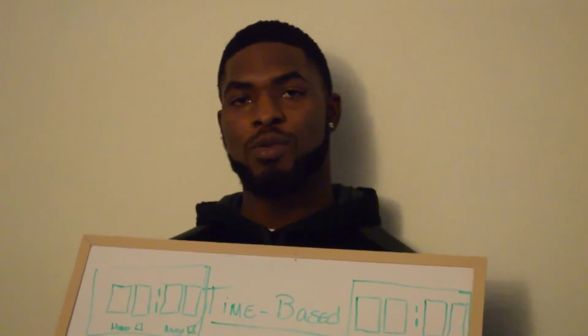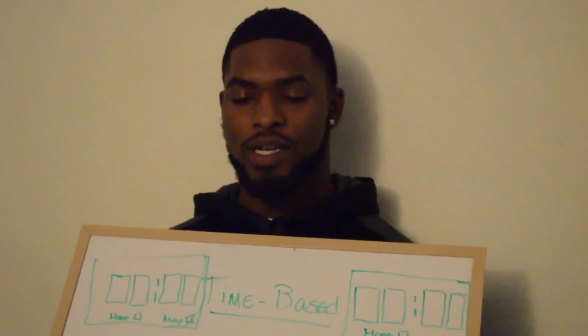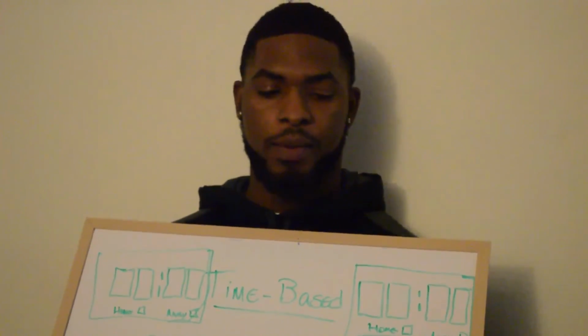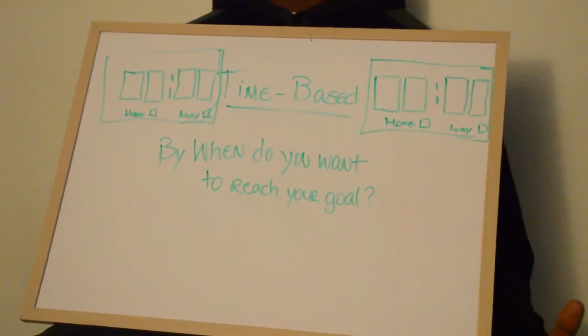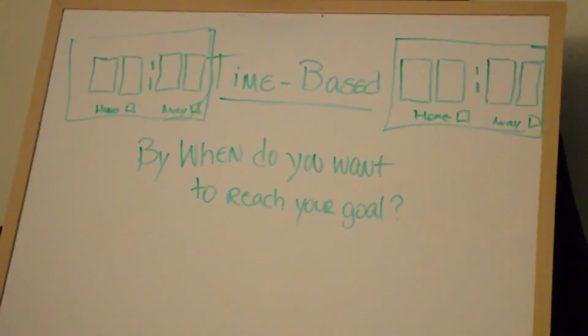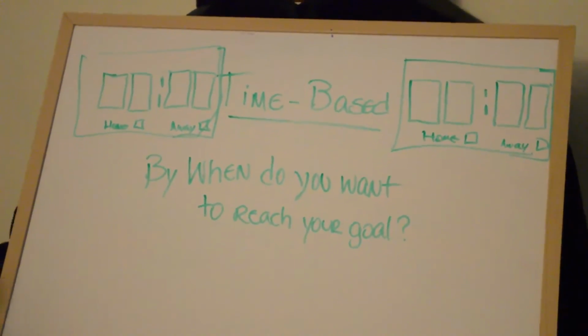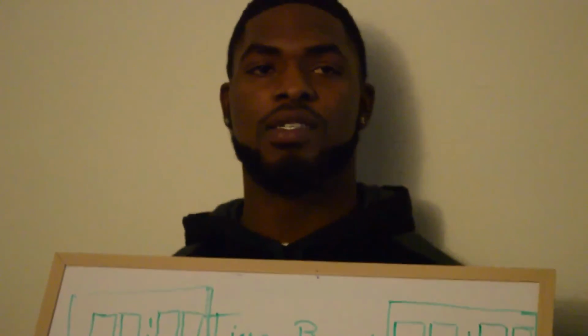Lastly, to sum it all up, when you're making your SMART goals, you just want to make sure you have a time-based goal. Pretty much, you just want to put a time frame to it. By when do you want to reach your goal? When you put your athletes on a plan, give them a date that you expect them to have reached that goal. That way, it gives them a sense of urgency and something to work towards.